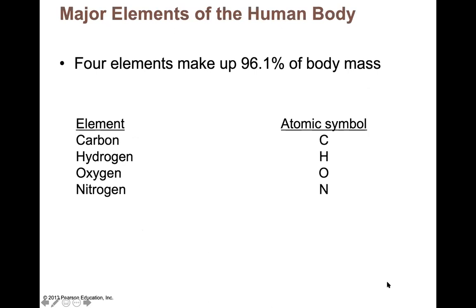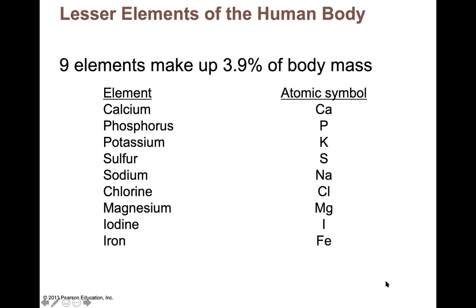Okay, when we look at the human body, there are four elements that will actually make up 96.1%, and that is carbon, hydrogen, oxygen, and nitrogen. You should know that. Nine elements will make up the remaining 3.9% of body mass. And you'll see these throughout the course: calcium, phosphorus, potassium, sodium, chlorine, magnesium, iodine, iron. So you'll see these throughout, okay?